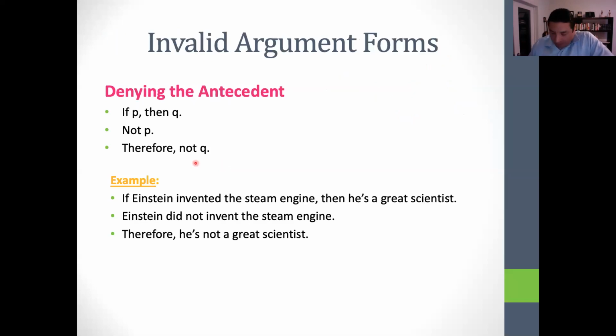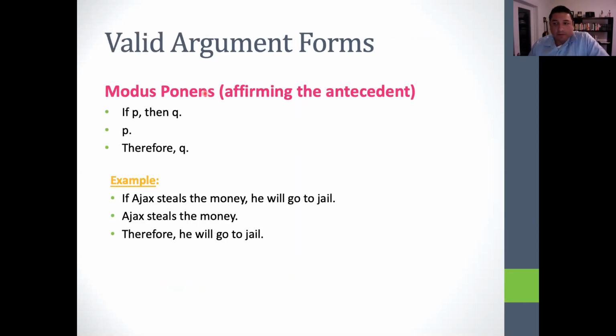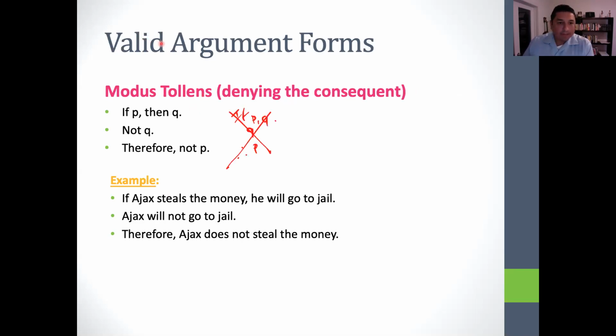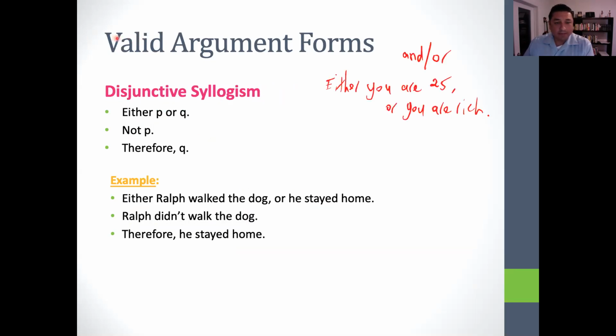Okay, now moving on to the fifth argument form, denying the antecedent. Remember that we had affirming the antecedent, right? That was modus ponens. Those were all valid forms. By the way, I didn't mention that all of these are valid forms, right? So notice at the top there, the modus ponens is a valid argument form, as is the modus tollens, as is the hypothetical syllogism, as is the disjunctive syllogism. So whenever you see those forms of argument, by virtue of the argument having that form, you can go on to say that it is valid.